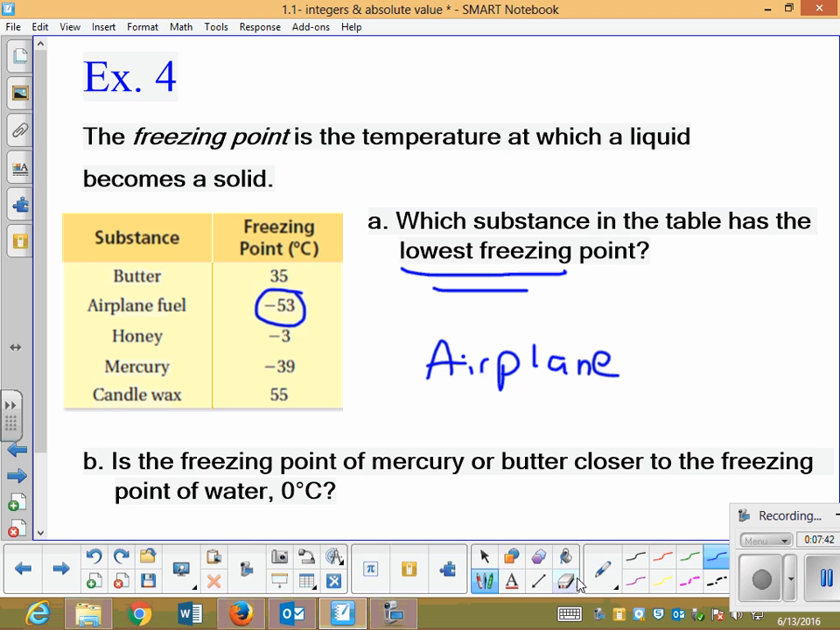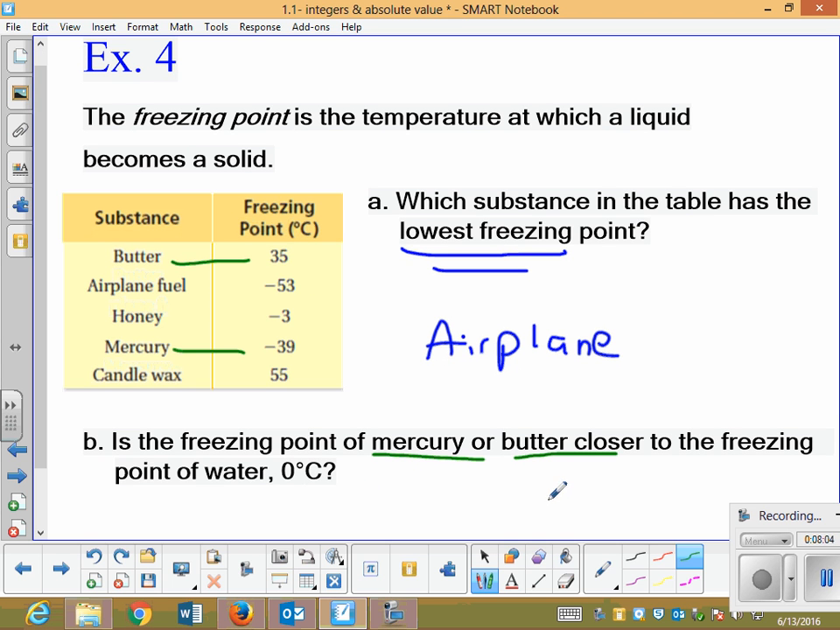I'll just put airplane. Now for question B, it says, is the freezing point between mercury or butter closer to the freezing point? So I usually underline what they talk about, butter and mercury. And I want to know which one is going to be closer to 0. Now, if I were to put these numbers on a number line, we'll have 0 right here, and 35 we'll just estimate is right here, and we'll say negative 39 is maybe right here. Which number is going to be closer to 0?